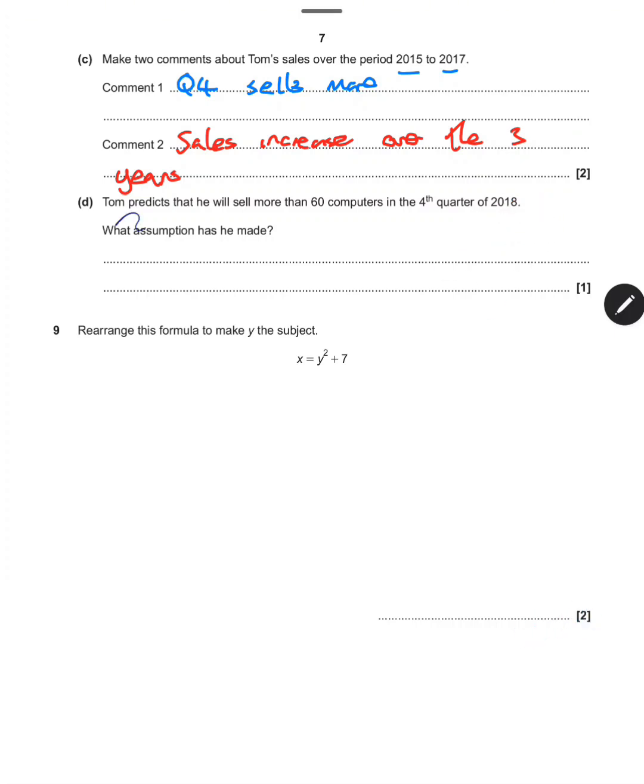And we're going to use that in part D, where Tom predicts he'll sell more than 60 computers in the 4th quarter of 2018. What assumption is he making? That upwards trend is going to continue.